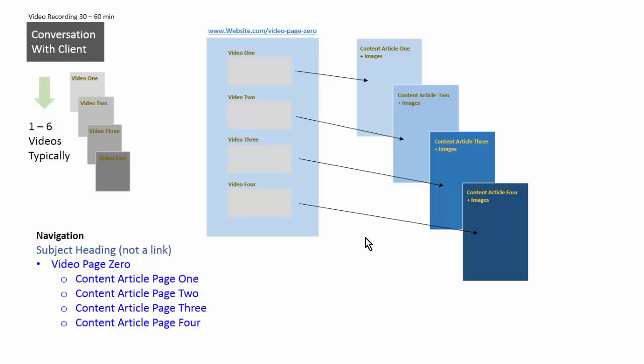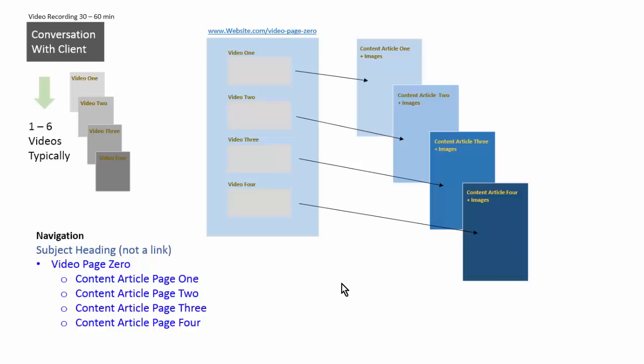From a navigational point of view, typically, not always, but more often than not, the navigation will look like this: there'll be a subject heading, which isn't a link, it's just a heading, and then a link to this page, which is the main page, and then there will be a bunch of sub pages under that, which is each one of these. So you click on this one and you go to that one, click on this one, you go to that one, and so forth. That's the concept.